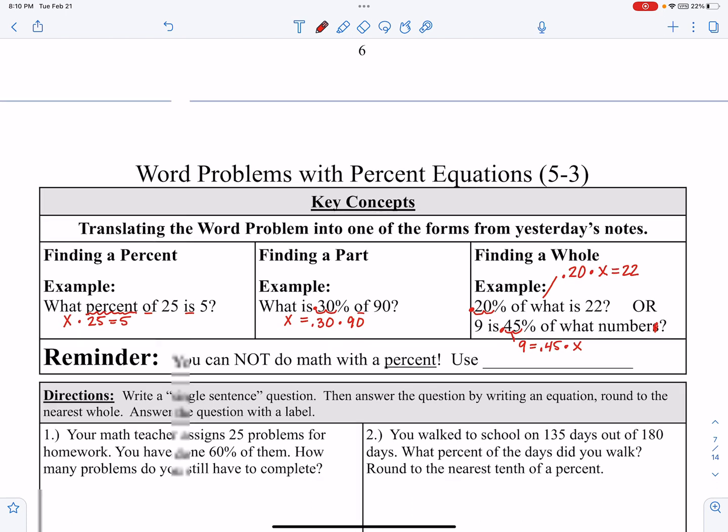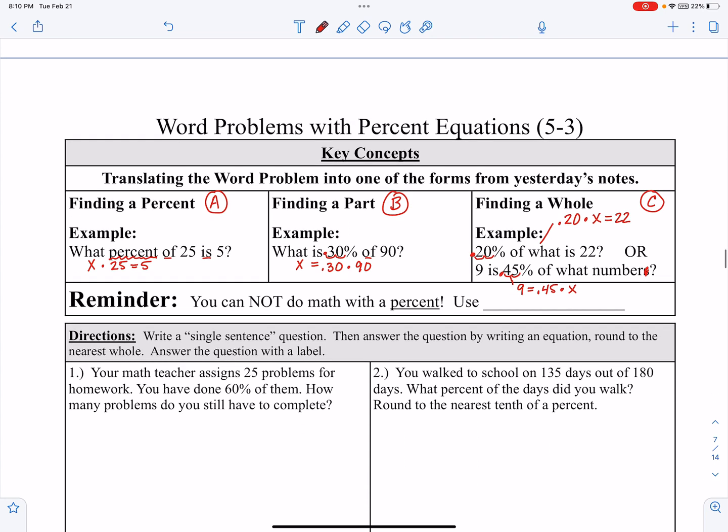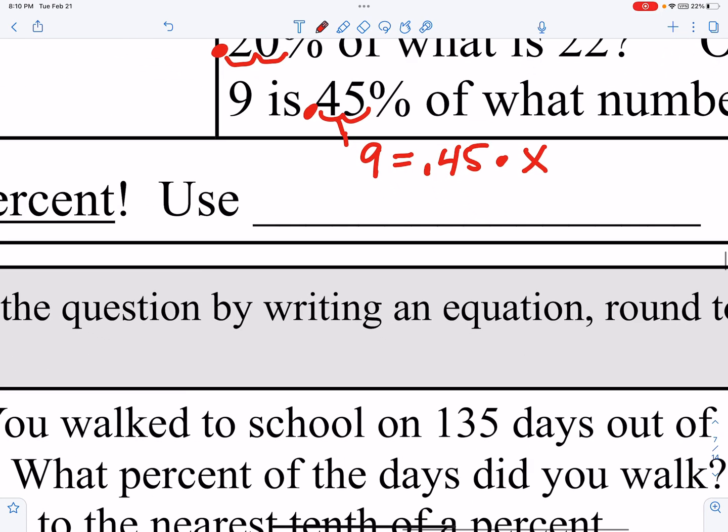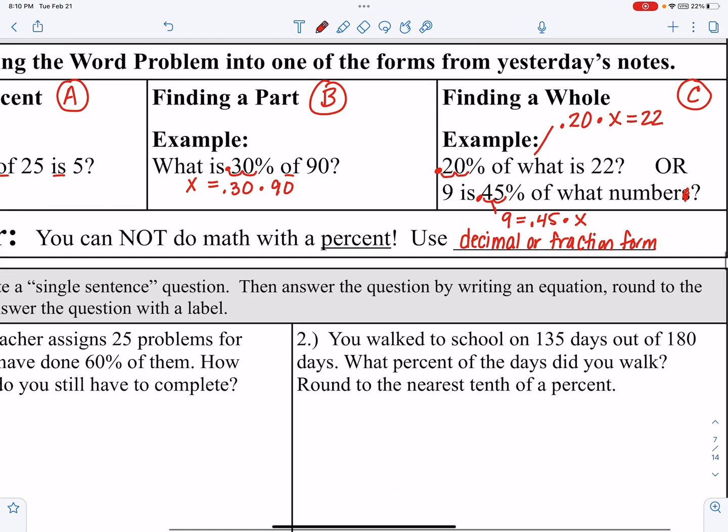So we have these three types: finding a percent, let's call this section A, finding a part, type B, and finding a whole, type C, as we look at some of these different word problems. Remember that you cannot do math with a percent. We always need to change to decimal or fraction form. So write that down, and always remember that we need to change to that, or change back from decimal or fraction form if we're finding a percent.